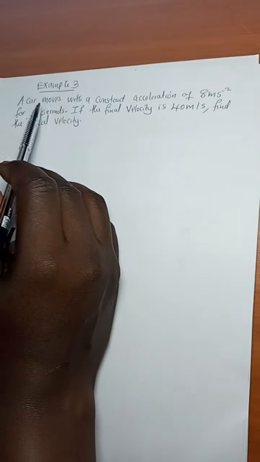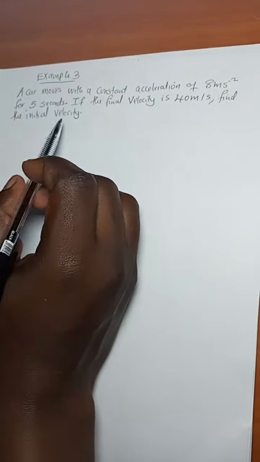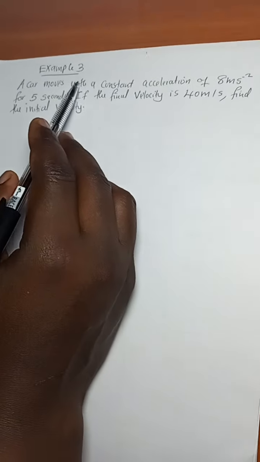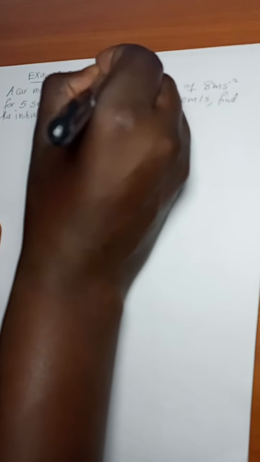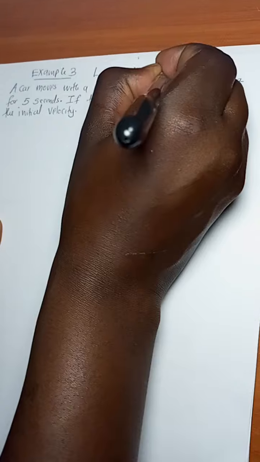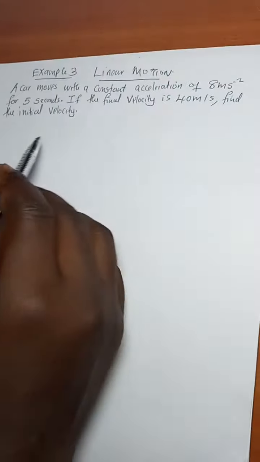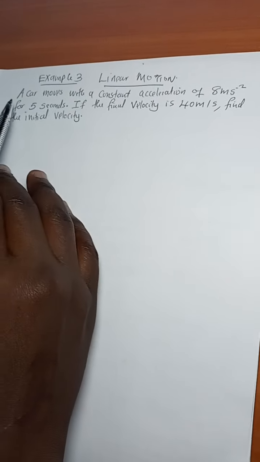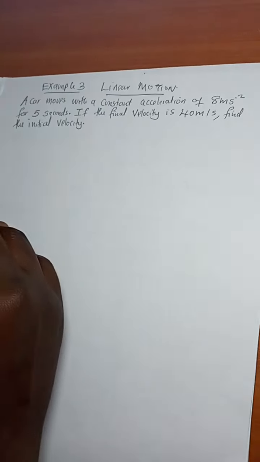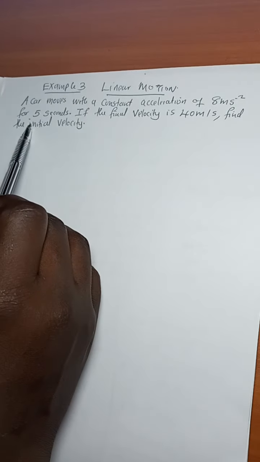Hello listeners. Let us look at now this example 3. Remember we are still on linear motion. So the topic is still linear motion, and the subtopic is still on velocity and acceleration. So let us look at this example.